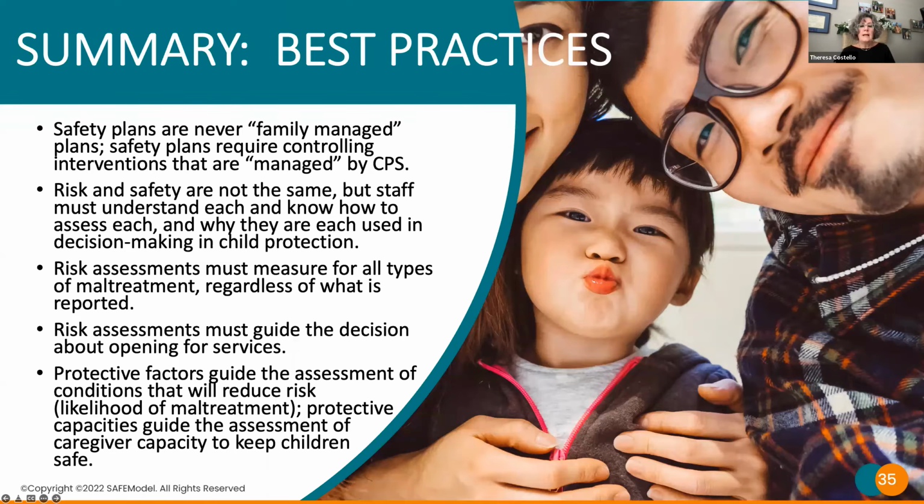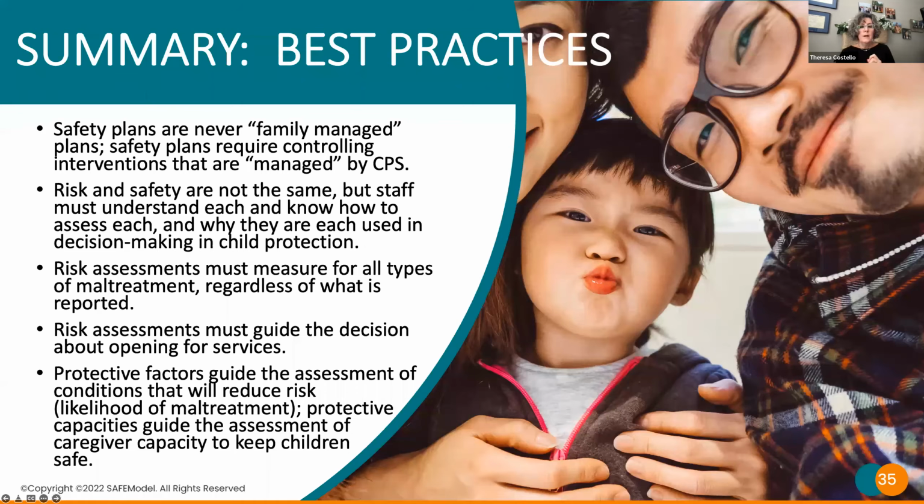And the last point here about best practices is both frameworks. The protective factors framework can guide our understanding about risk. We talked about it being a risk mitigation kind of framework, and protective capacities guide our decisions about safety. So they're compatible, complementary kinds of frameworks that can be used in our business.